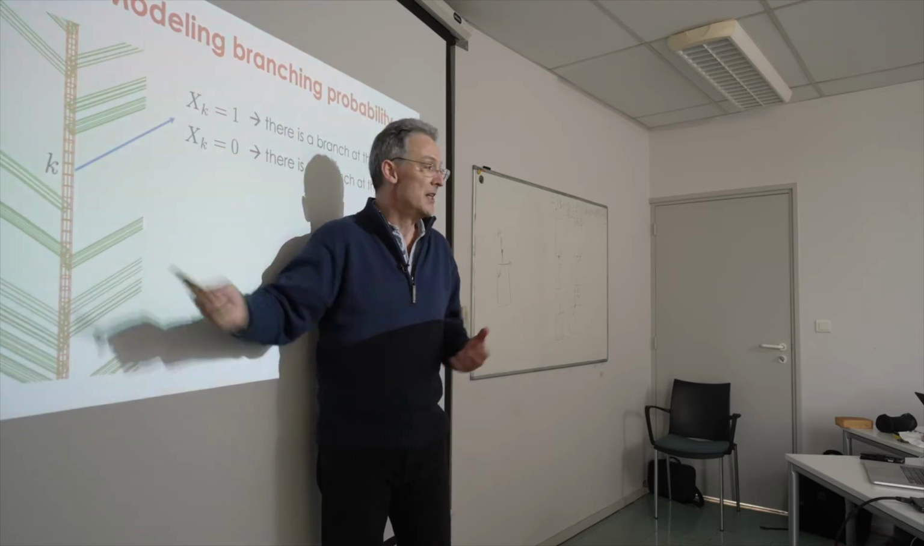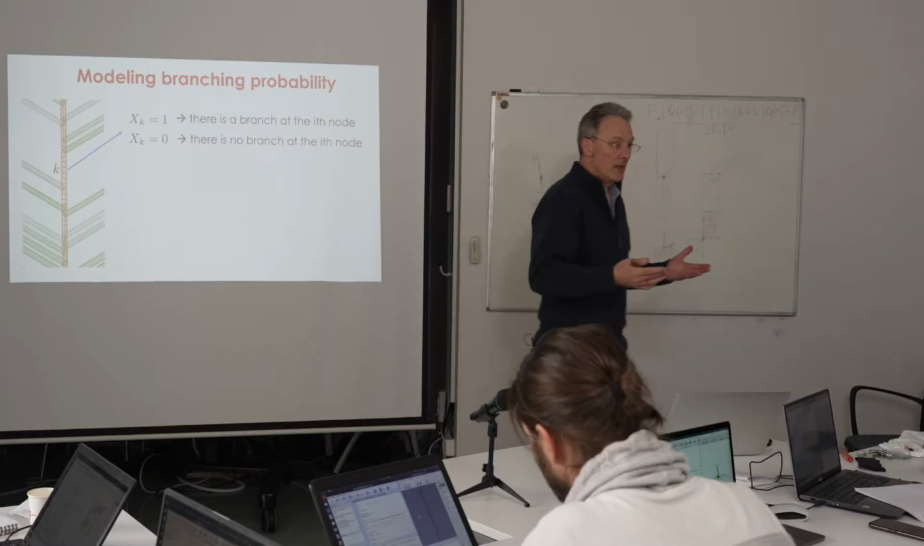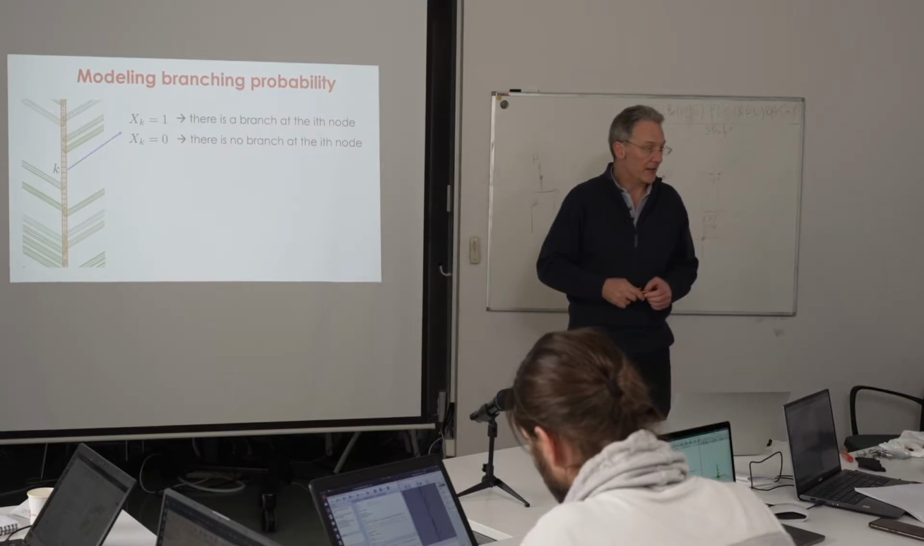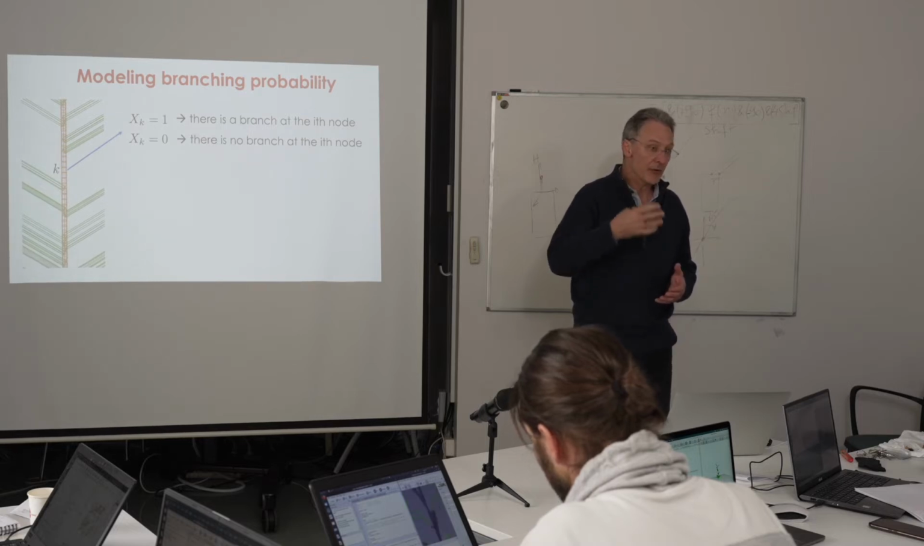Okay? And the question is, how can I describe the probability to obtain a leaf at a given node? It may be that the probability is simply a constant number. And then, if I draw a leaf with a constant probability, I will follow, can you remind me?